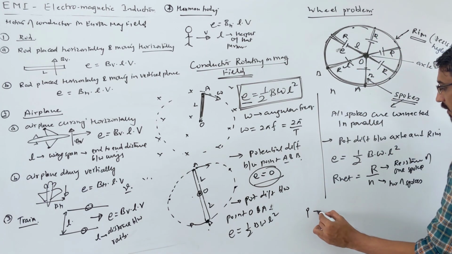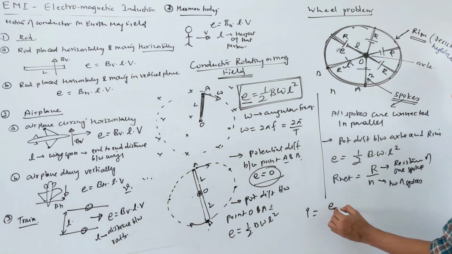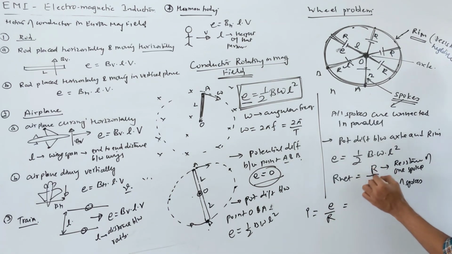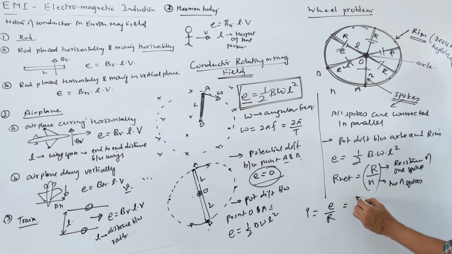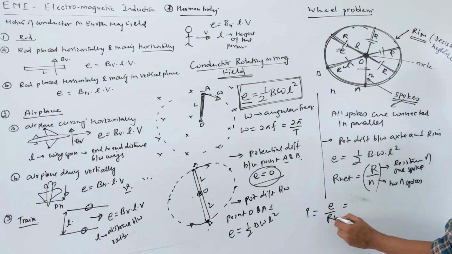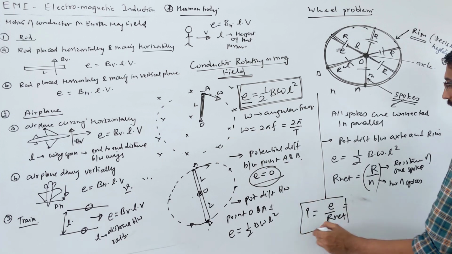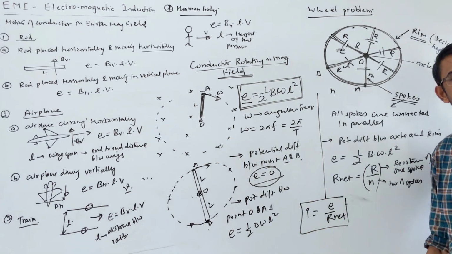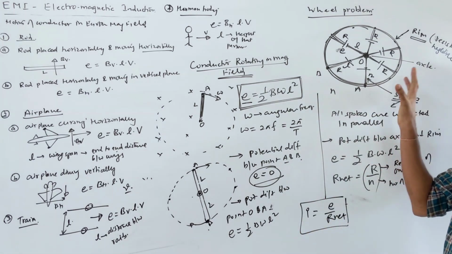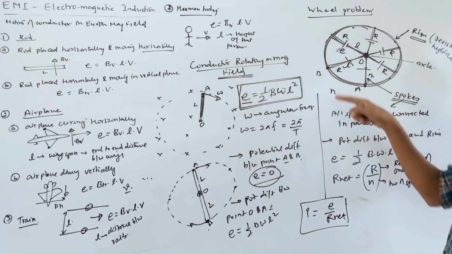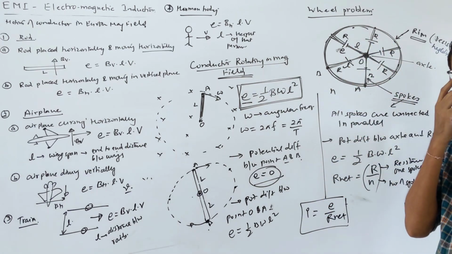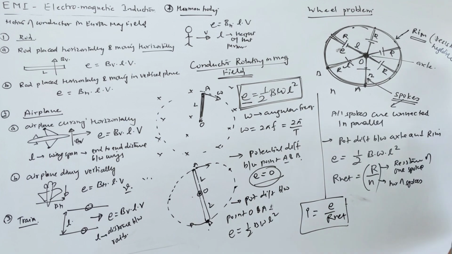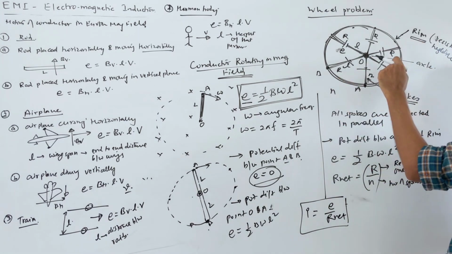So the current is E by R net. We know E and we know the resistance, so we divide them: half B omega L square divided by R net gives your net current. The spokes are connected in parallel. We always neglect the resistance of the rim, otherwise we cannot solve this. The number of spokes and the resistance of each spoke will be given to you.